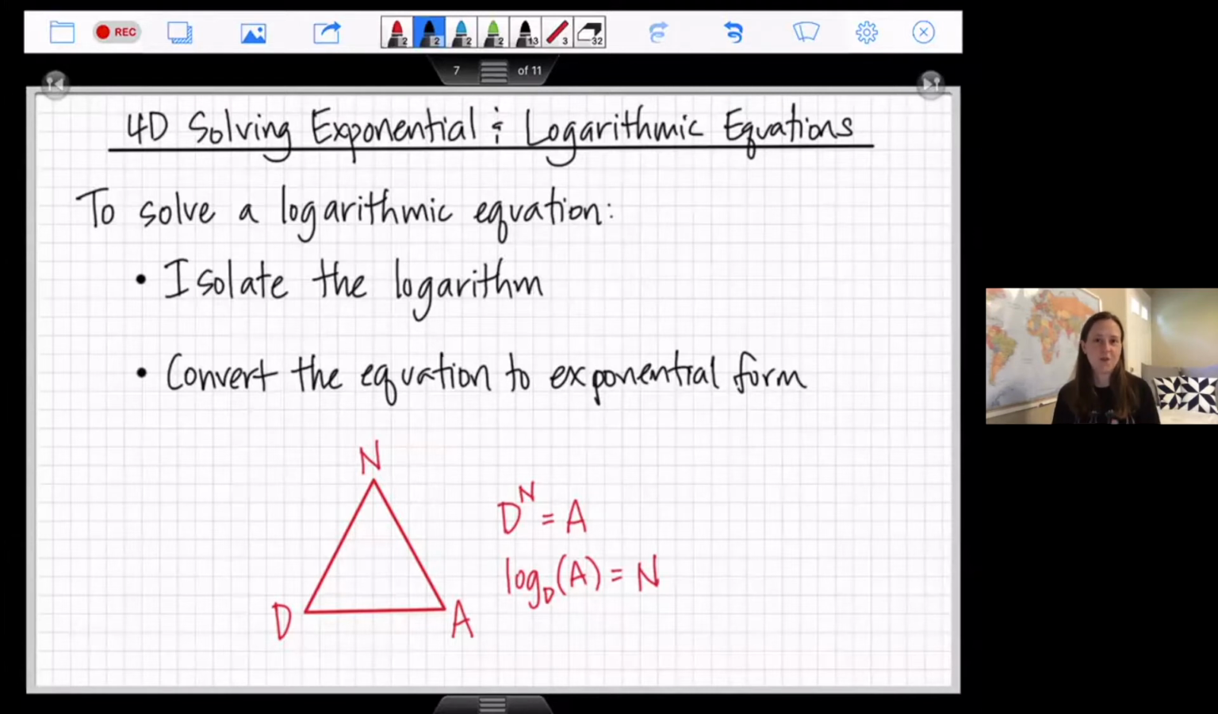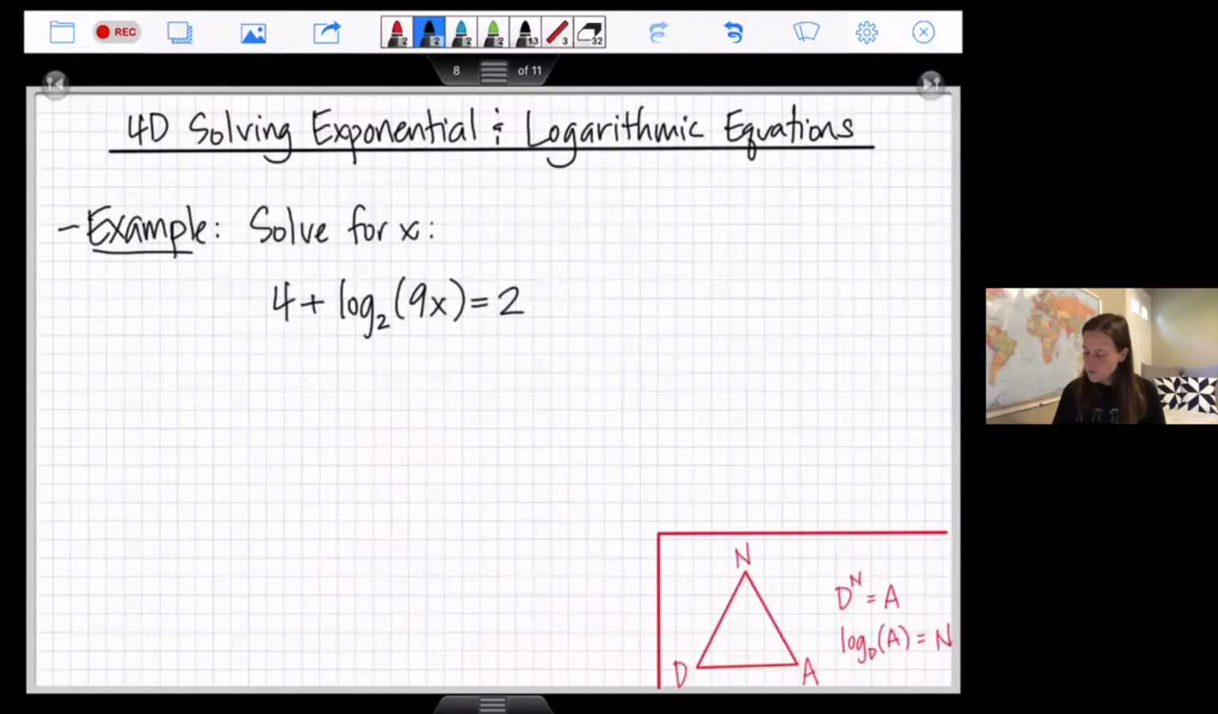They undo each other. All right, so I've got our triangle there again. We're going to make use of that as well. Let's give one of these a try. All right, so I've got 4 plus log base 2 of 9x is equal to 2. And the logarithm that we're going to try to isolate is right there. So I need to get rid of the 4. The 4 is attached by addition, so I'm going to subtract 4 from both sides, which leaves me with log base 2 of 9x equals -2.